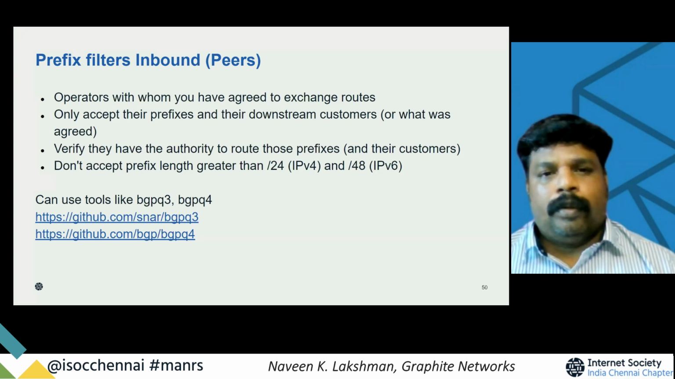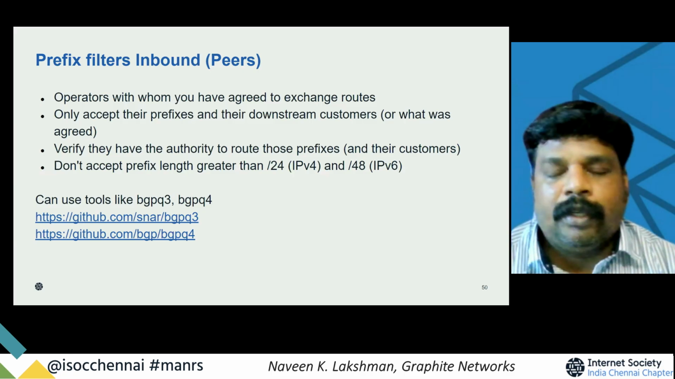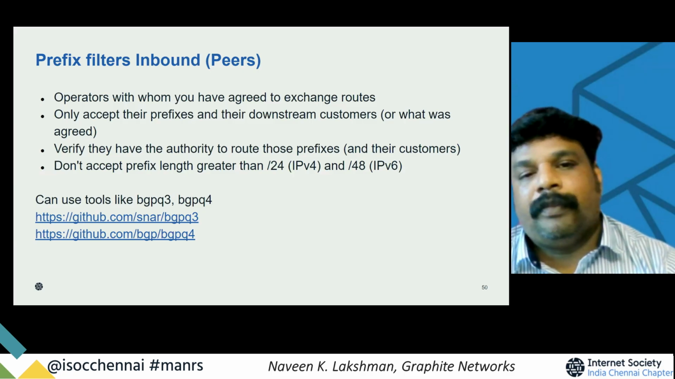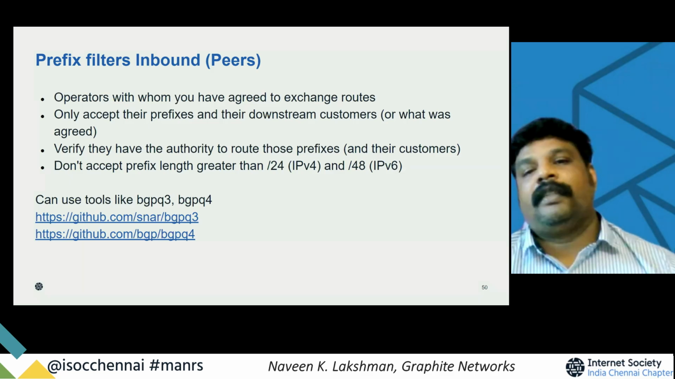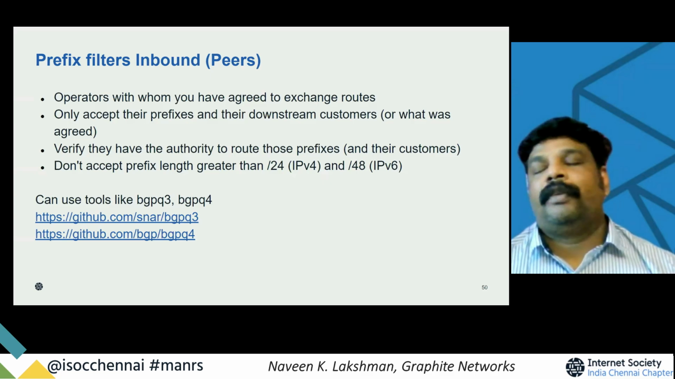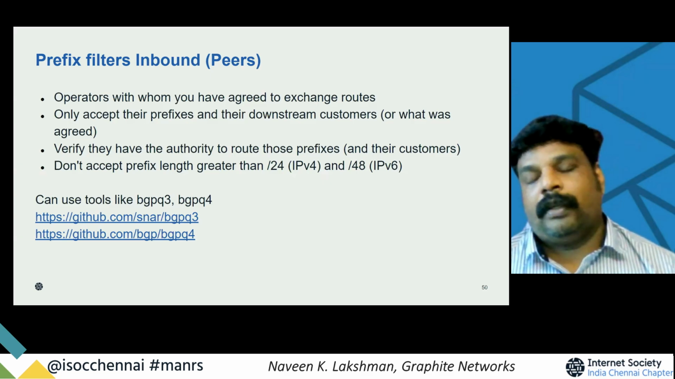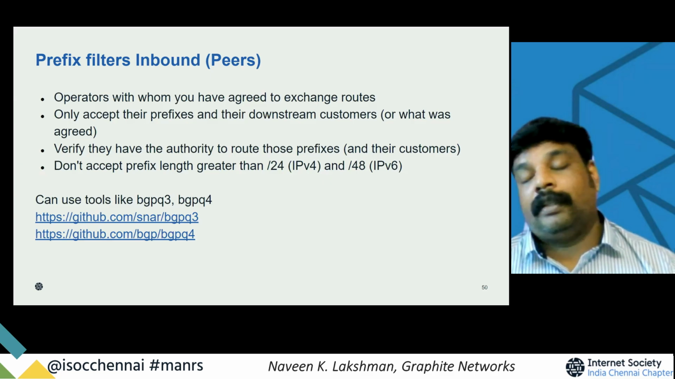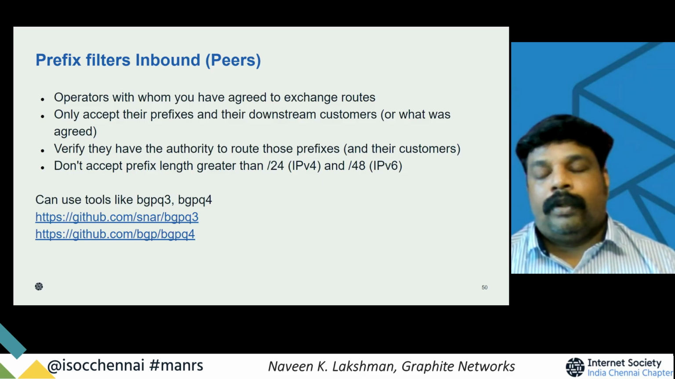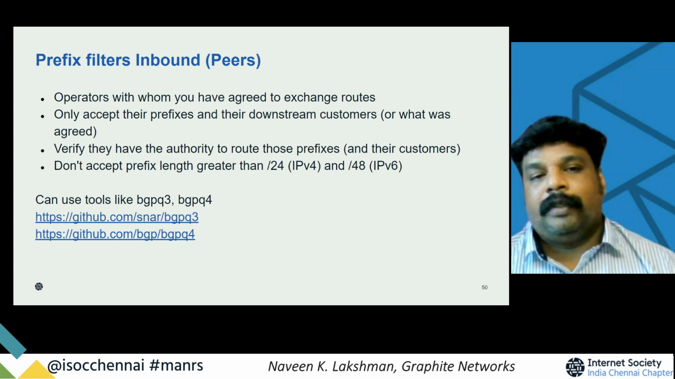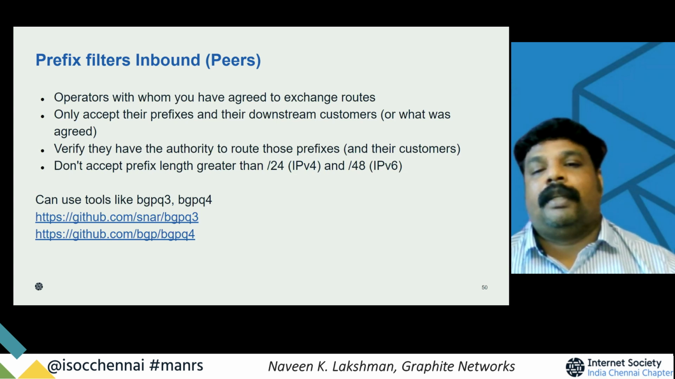So from your peer, most probably they would be exchanging lots of mails regarding what kind of prefixes they would be sending. Possibly you send your prefix and your downstream customers, and from your peer, their prefix and their downstream customers. If they have another downstream, their downstream as well is being sent. And verify whether they are the authority to announce this particular route, their prefixes and their customers, and don't accept anything larger than /24 or /48.